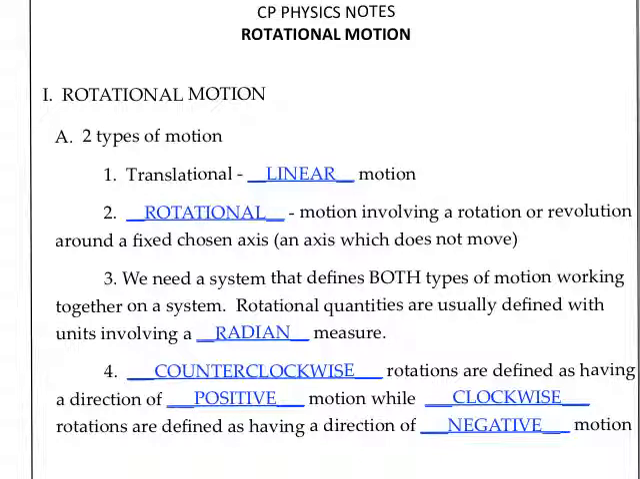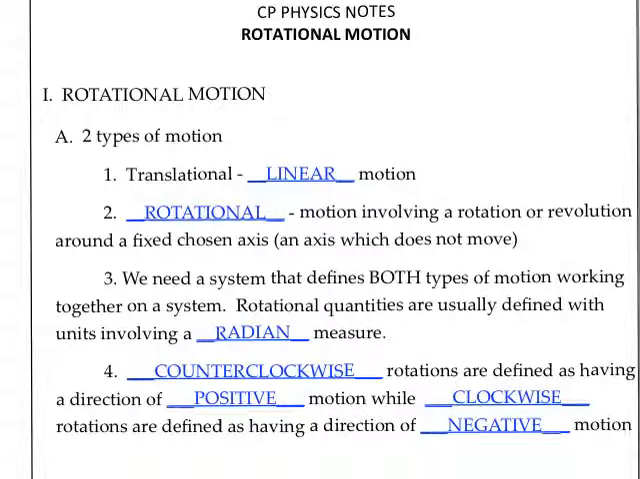For the third fact, we need a system that defines both types of motions working together, because we're going to see how an object moving linearly would translate to something moving rotationally. And rotational quantities are usually defined with units involving a radian measure. You may have seen radians in your math classes, so we're going to touch on that a little bit in this chapter.